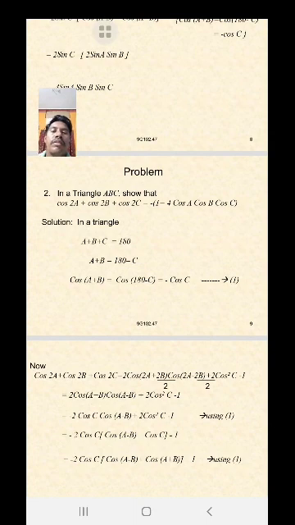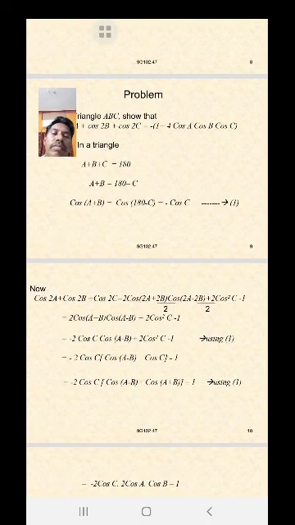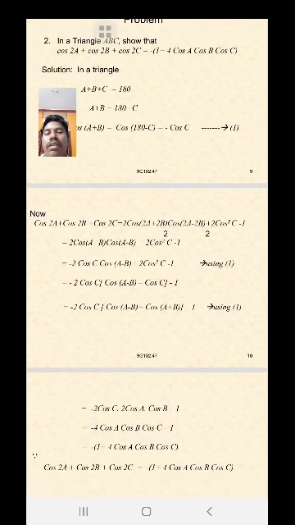Come to the next problem. In a triangle ABC, show that cos 2A plus cos 2B plus cos 2C equals minus of 1 plus 4 cos A cos B cos C. See the solution. In a triangle means A plus B plus C equals 180 degrees. We already know the sum of three angles is 180. So A plus B equals 180 minus C. If we apply cos, we can write cos(A plus B) equals minus cos C.